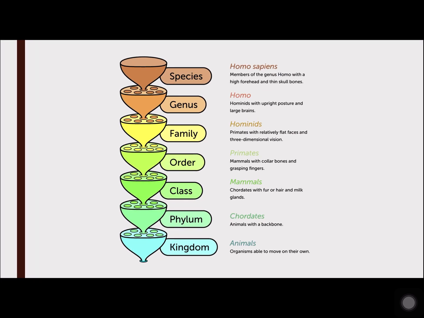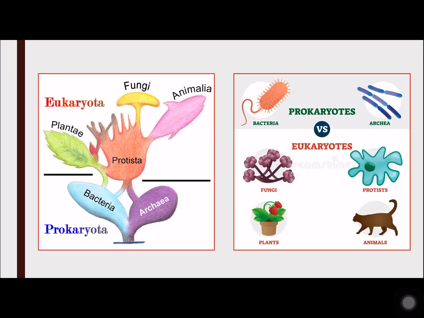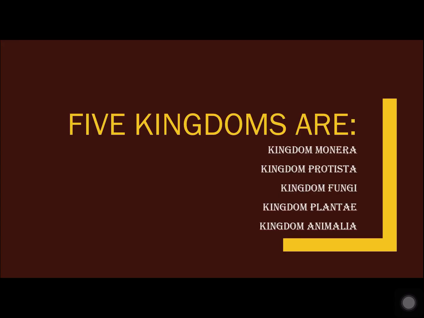So this is what it looks like. You can take notes on it. Then these are some examples. The 5 kingdoms are Kingdom Monera, Kingdom Protista, Kingdom Fungi, Kingdom Plantae, and Kingdom Animalia.